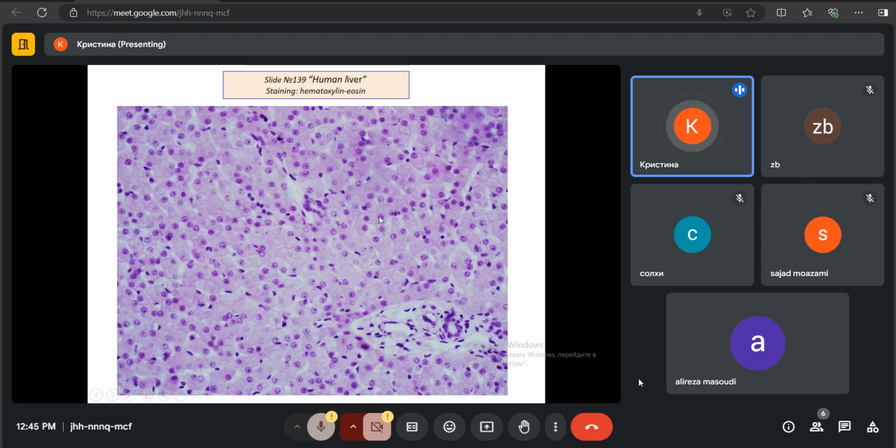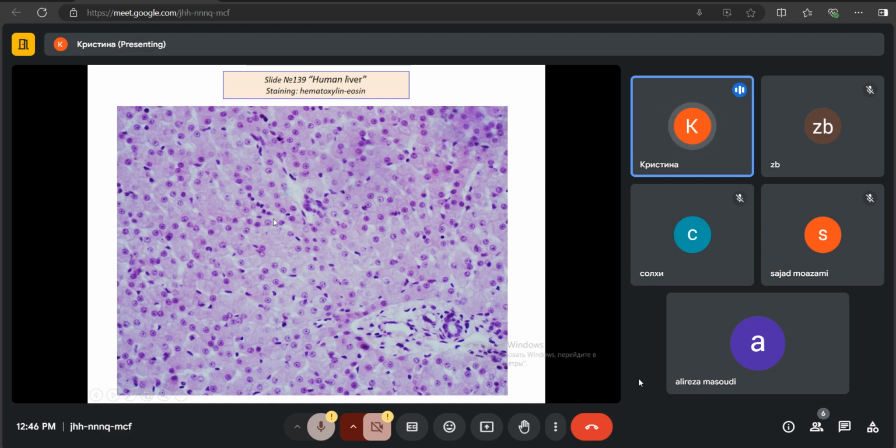These are hepatocytes. Between hepatocytes, we see these spaces. Inside these spaces, we see the cell nuclei, which are elongated. These are cell nuclei of endothelial cells. So here we have sinusoidal capillaries.